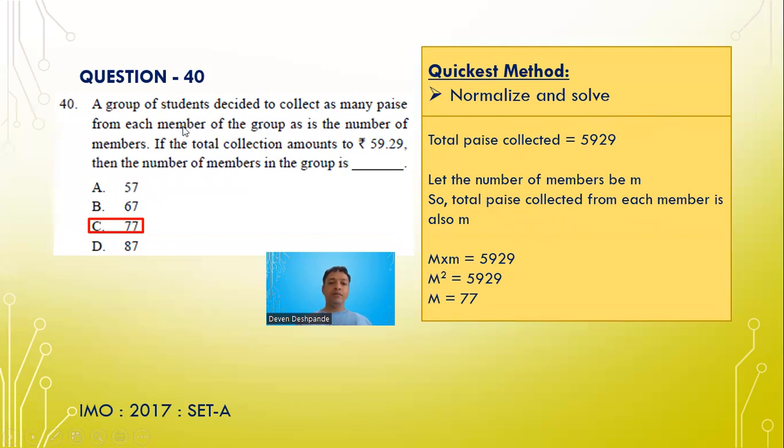Each member pays as many paise as there are members, so the number of members and number of paise were the same. So M into M is total paise, which is 5929. So M square is 5929. So what is M? 77. So there are 77 members, and if you collect 77 paise from 77 members, it will be 77 into 77, which is 5929 paise, and 5929 paise is 59.29 rupees.